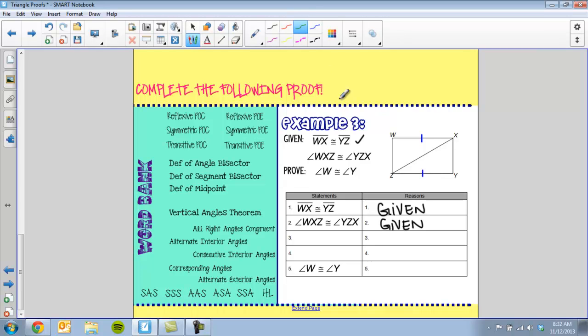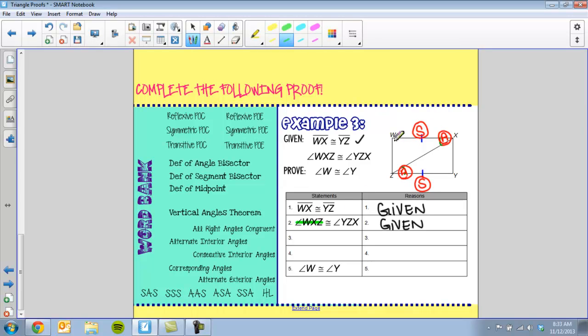And WXZ is congruent to WZX. Now, one thing I didn't do was actually identify what those are, so that's your responsibility. What are WX and YZ? Yes, they are sides. And what are WXZ and YZX? Yes, they are angles. So that identification of the angle also helps us identify the triangles we're working with.